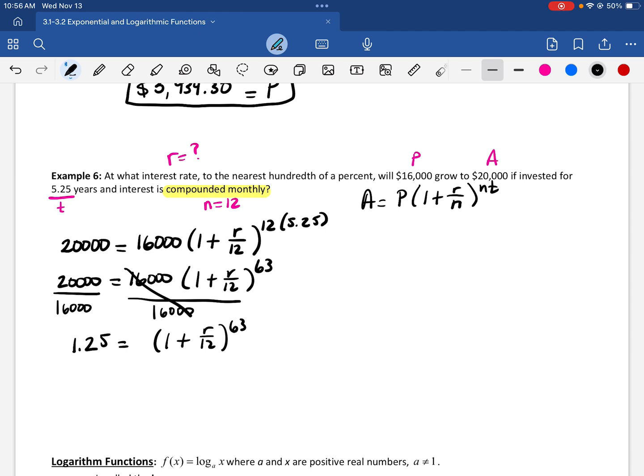All right, so think about it. What if it had, instead of being 63, it had been a 2 or a 3? We would take the square root or the cube root to get that stuff inside the parentheses by itself. But since here it's a 63, we are going to take the 63rd root of each side. All right, and so we can go in our calculator and do that 63rd root.